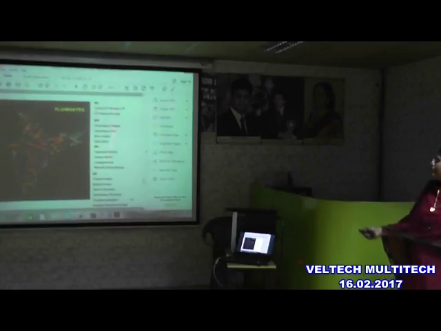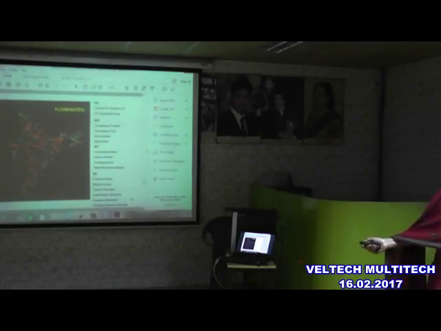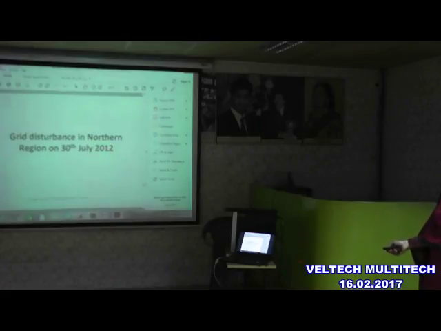Now these 4 regions, we evacuate the power through these transmission lines. These are all 765 kV lines. No more 400 kV lines; we have gone for 765 kV lines. Few are 400 kV only. So we are transforming our grid into a bigger capacity. So what happened to the grid collapse? This was the grid disturbance in the northern region on 30th July 2012.